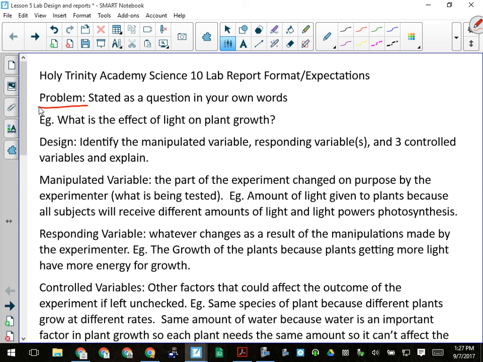So what I want you guys to do in a lab report is, here's the manipulated variable, here's how it's being manipulated, and the effect. So the manipulated variable is the part of the experiment that's changed on purpose by the experimenter, what's being tested. As an example, you would write something like the amount of light given to plants, because all subjects will receive different amounts of light and light powers photosynthesis. So I said here's the variable, here's how I'm manipulating it, and the effect I think it'll have.